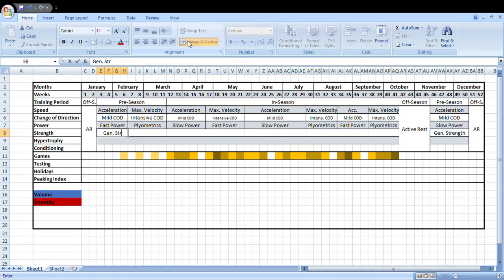We're going to do the general type strength when we don't need to be as peaked, and again we're going to pair everything up. So we'll pair our general strength with our, again, acceleration and slower type power exercises, and then we're going to do our maximal strength when we need to be a bit more peaked.